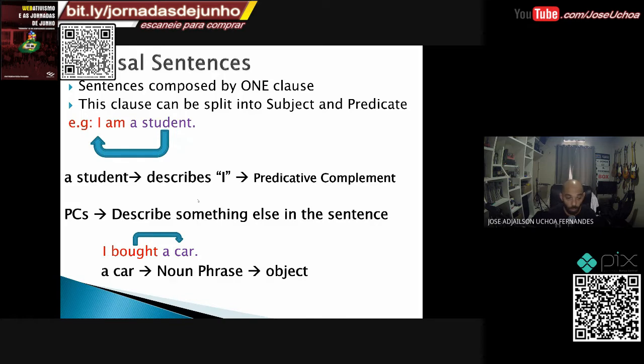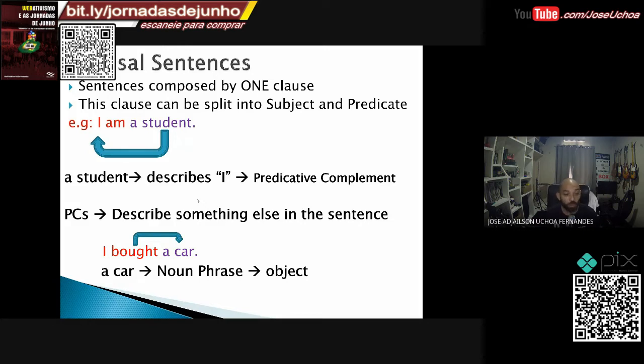Now take "I bought a car." A car is a noun phrase as well, but the car has, let's say, received the action of my buying. Okay? I buy something, I do something, I change the reality for something else. That's my object. Okay? So in this case, a car is an object. Being is not the same as buying. Buying is an action. Okay?